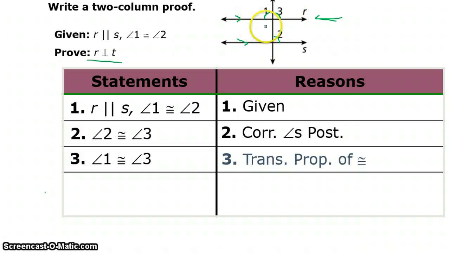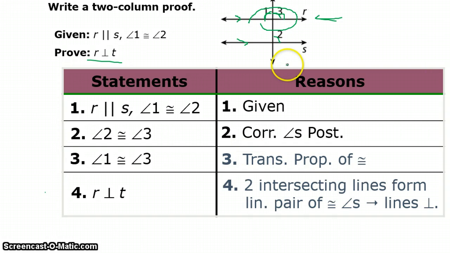Do you see what's happening up here? Do you see that angles 1 and 3 are congruent to each other? They're a linear pair, which therefore means they each have to total 90 degrees. So therefore, we can say that line R is perpendicular to line T. And that is one of the theorems that we just looked at. Remember that if two intersecting lines form a linear pair of congruent angles, in this case 1 and 3, then the lines are perpendicular. So that's a bit of how we use those.